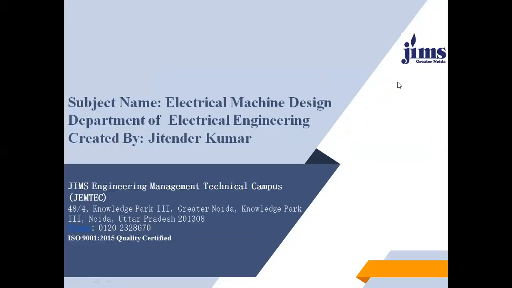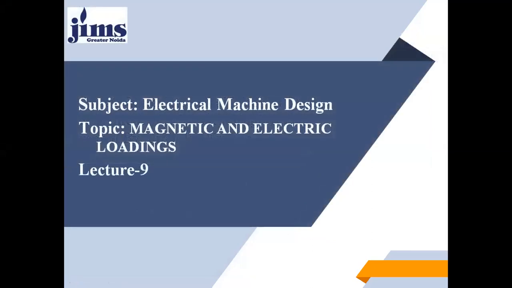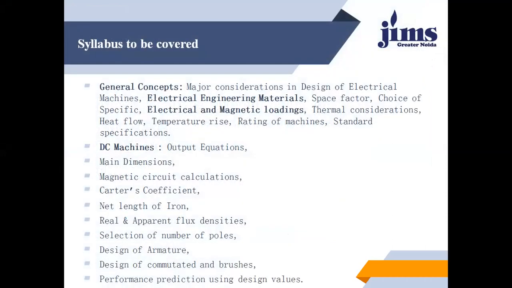In continuation of the previous lecture, in which we discussed all the superconductivity materials, now we are discussing the magnetic and electric loading which will be applied over the electrical machine. So what are the basic requirements of this? It will be discussed under the heading of electrical engineering materials, or electrical and magnetic loading.